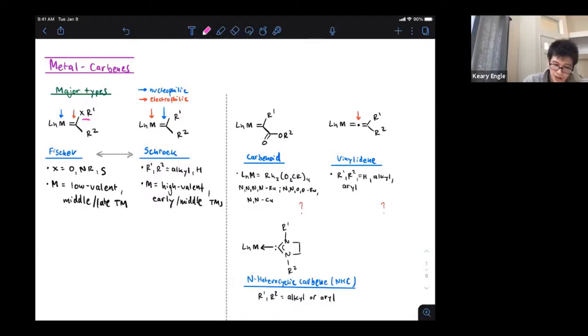So the Fischer type, people like to think of these as being carbonyl-like. The metal-carbon bond is polarized like a carbonyl, such that the carbon atom is electrophilic and the metal is nucleophilic. And then the Schrock type is the opposite. It's more organometallic-like. Maybe that's not actually descriptive. Let's say more like Grignard-like.